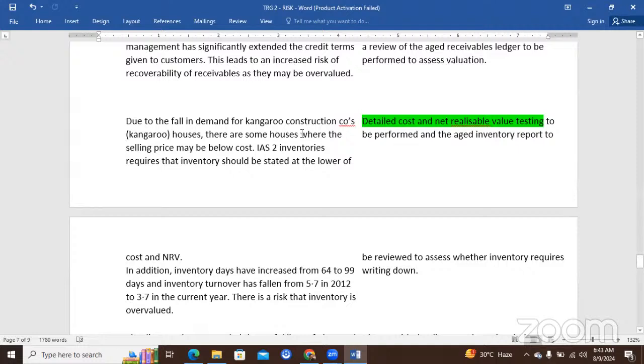Copy this now. I hope you have understood. So one problem is identified by the ARP. The same problem is identified by the case study. I merge both together when I am writing the audit risk. Okay. Copy this. This is the second audit risk.